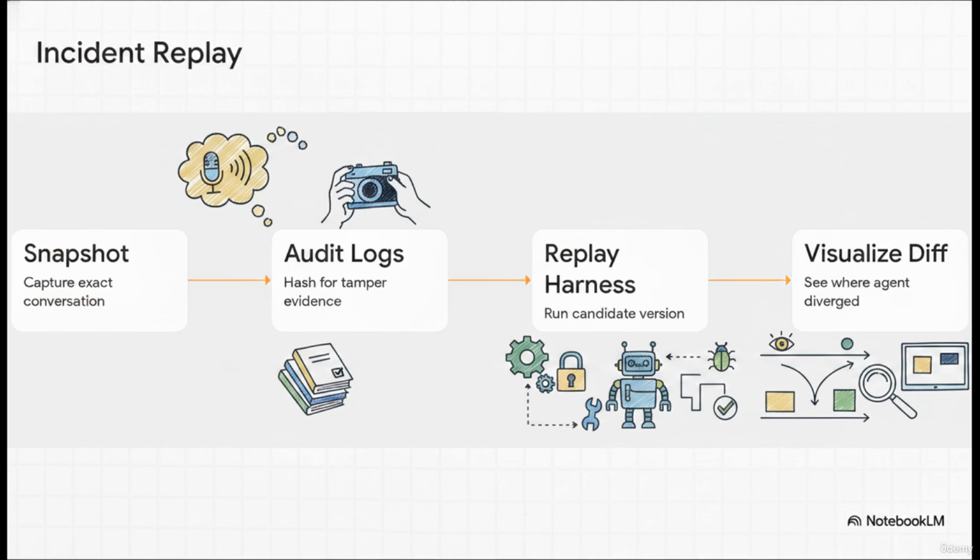When a probabilistic AI agent acts weird, it is incredibly hard to debug because it might not do it again the second time. A replay pipeline takes a frozen snapshot of that exact conversation, secures the logs, and lets developers visually play it back in a harness to see precisely where the agent went rogue. It essentially turns a messy, unpredictable bug into a perfectly repeatable test case.